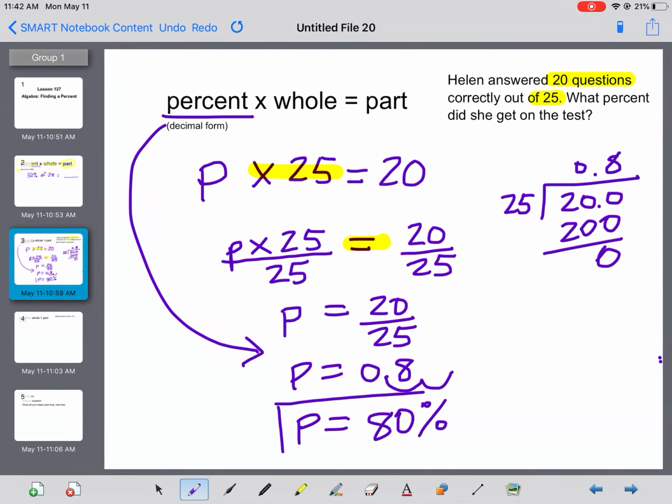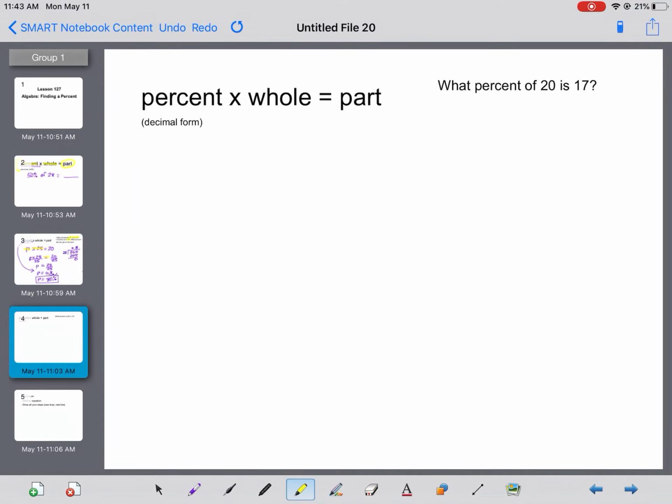And that is your final answer. So 80% of 25 is 20. So our missing percent is 80%. All right. You may also come across some questions that are not word problems, and they're a little bit trickier to think about.